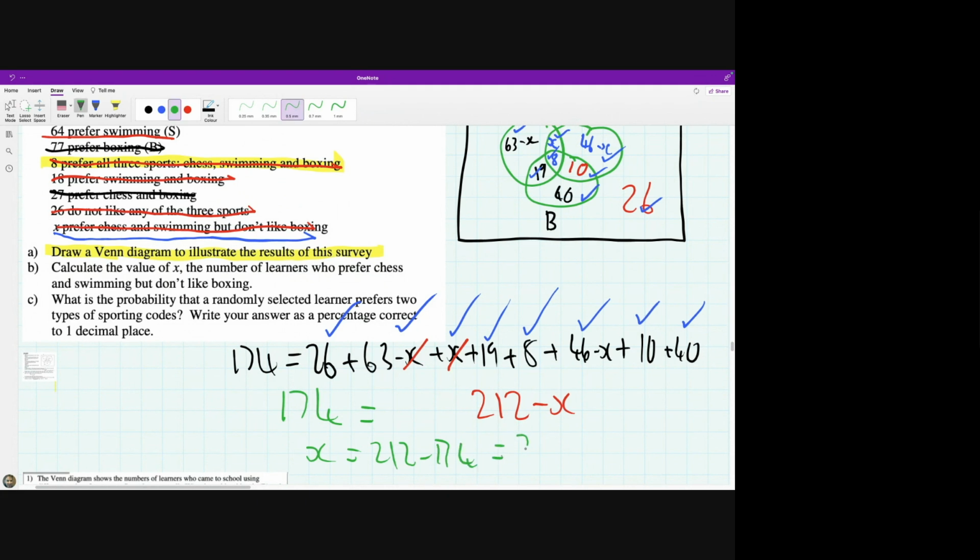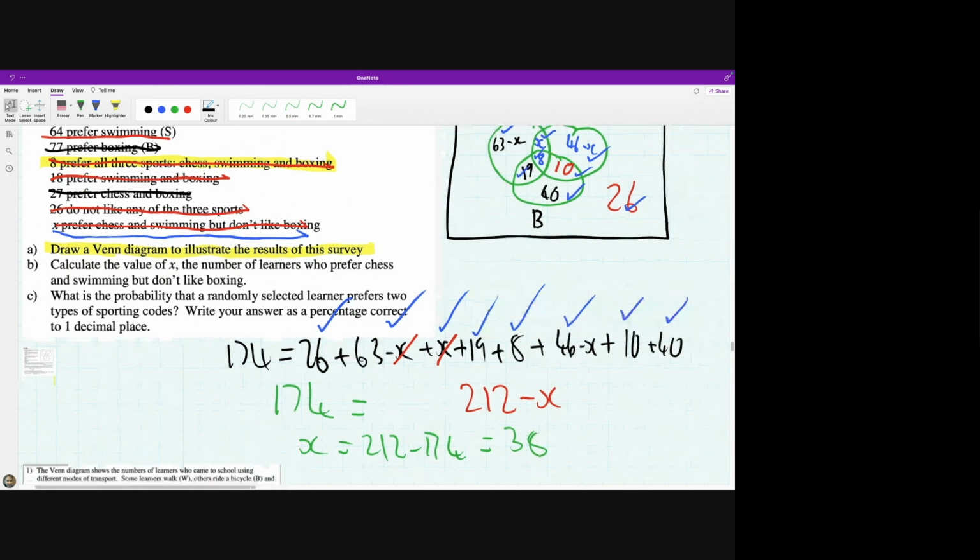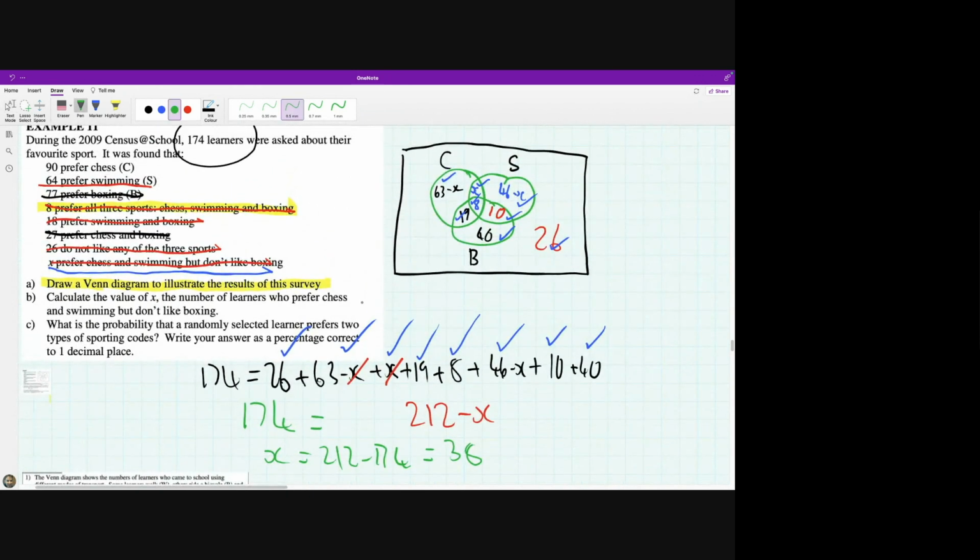Are you getting 38? Is everyone getting 38? Okay, now, if x is 38, this is 46 minus 38, so that's going to be 8. And then this thing over here was going to be 38 as well, because you just found it. And then 63 minus 38 is 25. So this is going to be 25. So give me the answer for B and C.